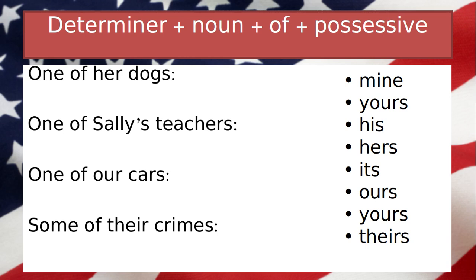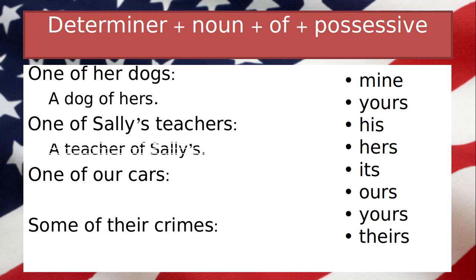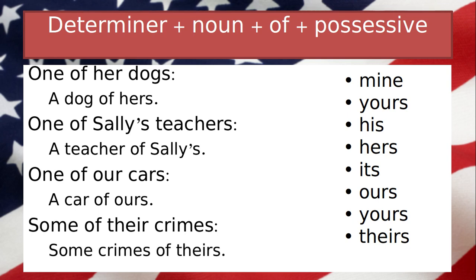So one of her dogs, I have to use this structure. It becomes a dog of hers. One of Sally's teachers, a teacher of Sally's. One of our cars, a car of ours. Some of their crimes. This is plural, so we say some crimes of theirs.